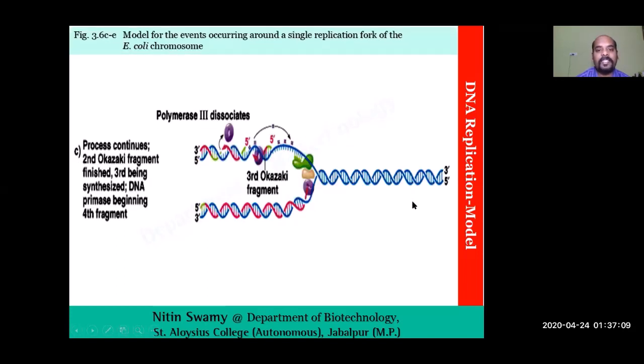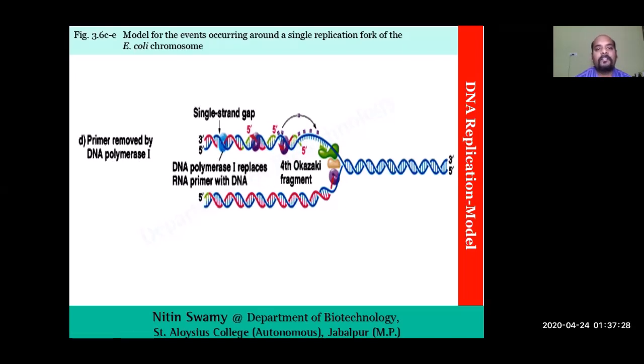In the third diagram, Okazaki fragment formation is happening and DNA polymerase is continuously dissociating. The process goes on, and after the third Okazaki fragment, formation of the fourth Okazaki fragment takes place. The fourth step involves DNA polymerase 1. As in the previous video, we saw the functions of DNA polymerase. DNA polymerase 1 replaces the RNA primer. The RNA primer is of RNA nature, so it is mandatory to remove it, and for that we have DNA polymerase 1.